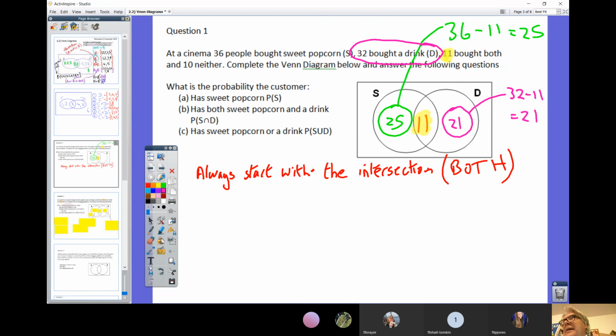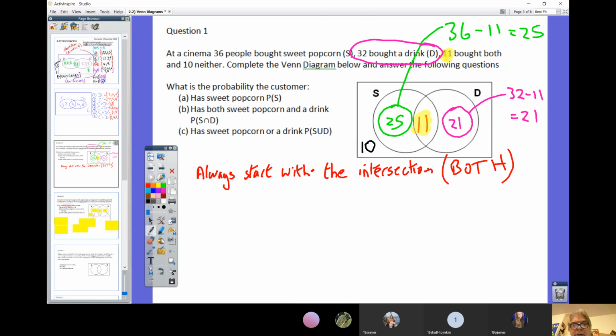So that's why you had to put the both in first, because if you don't, you're going to get that 25 and 21 wrong. Right, which bit's missing from my Venn diagram? Hands up, please. Angus. And where do I put that? Good. So that 10 just has to go there. Those are the people who bought neither.